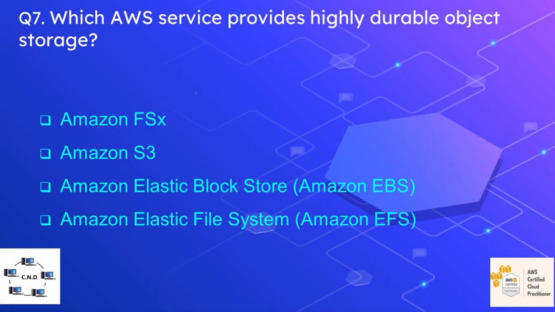Question number 7 is: which AWS service provides highly durable object storage? The options are A, Amazon FSx; B, Amazon S3; C, Amazon Elastic Block Store, or Amazon EBS; and option D is Amazon Elastic File System, or Amazon EFS. And the correct option is Amazon S3.